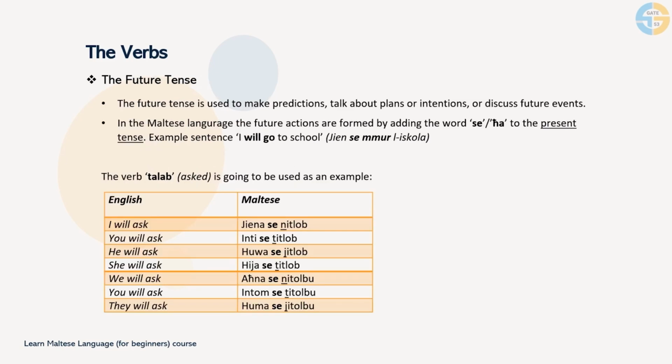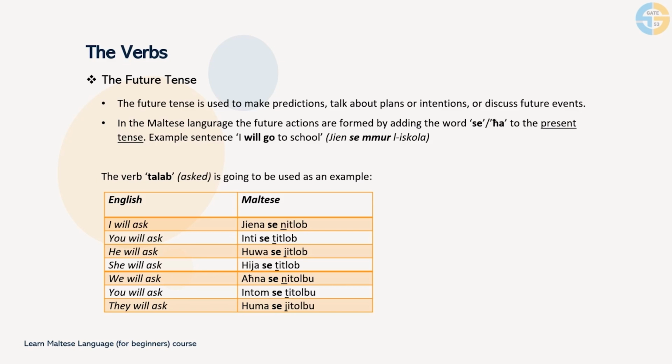So, the future tense. The future tense is used to make predictions, talk about plans or intentions, or discuss future events. In the Maltese language, future actions are formed by adding the word se or ha to the present tense. For example, I will go to school: Jien se mmur l-iskola.